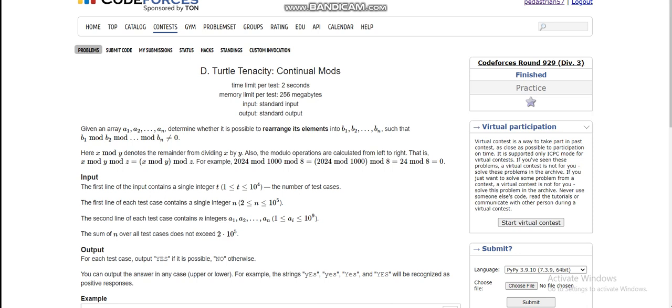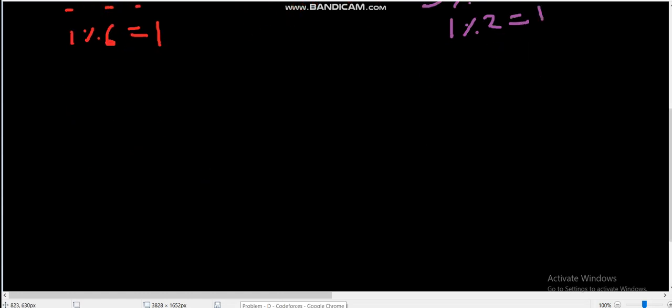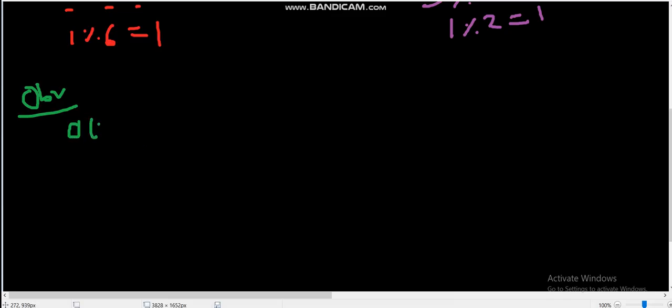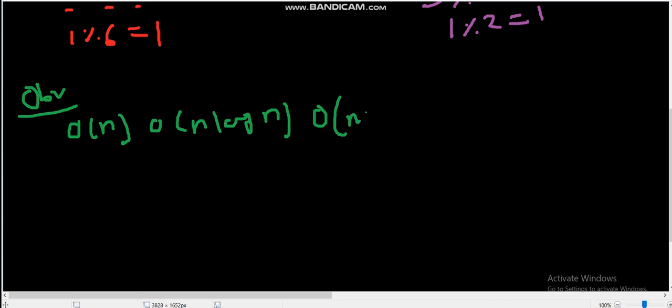Now I will jump into the solution approach, or some observations we can make. The first thing that came to my mind is, obviously, let's discuss the time complexity first. Here t is 10 to the power 4 and the sum of n is 2 times 10 to the power 5, and the constraint on ai is 10 to the power 9. So the overall time complexity could be order of n or order of n log n, and order of n log ai is also possible. Okay, this is the time complexity.